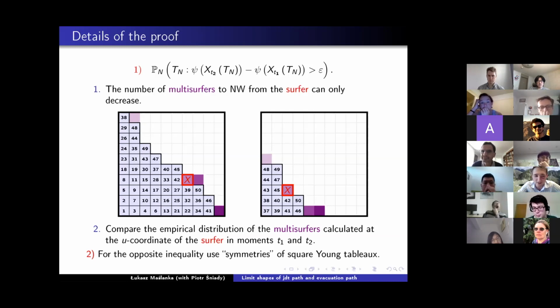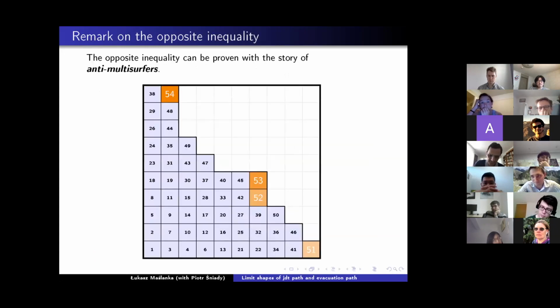But in fact, we can make it in another way. We can consider another story, which is a story of anti-multisurfers, where we consider to observe also cabbage boxes, but here we assume that they are ordered decreasingly from northwest to southeast.